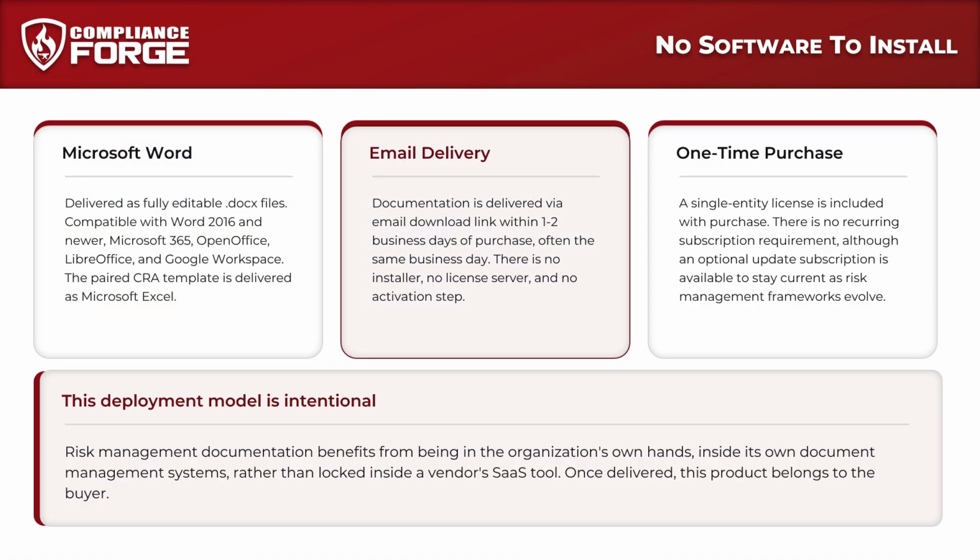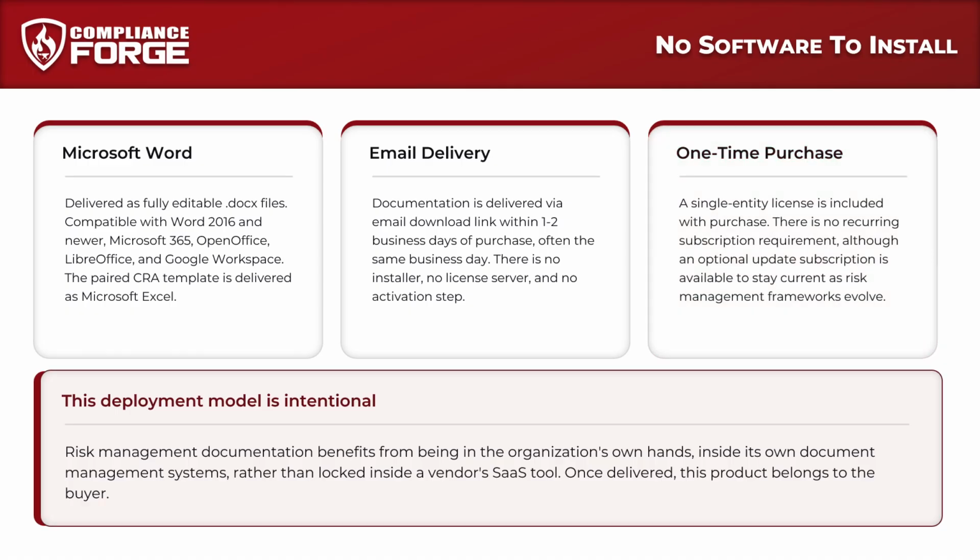Documentation is delivered via email download link within 1 to 2 business days of purchase, often the same business day. There is no installer, no license server, and no activation step. And it is a one-time purchase. A single entity license is included, with no recurring subscription requirement, although an optional update subscription is available. This deployment model is intentional.